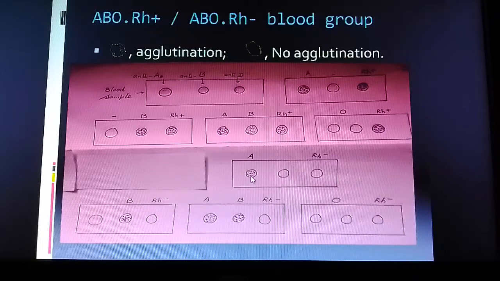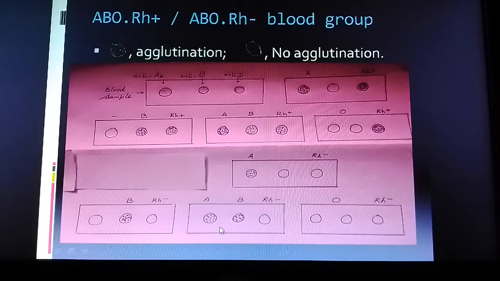If there is agglutination with A, assume it to be A and no B. And if there is agglutination at the B and not with the A, then it is of B blood group. But along with this, if you observe the anti-D drop, then if there is no agglutination, it will be of RH negative.